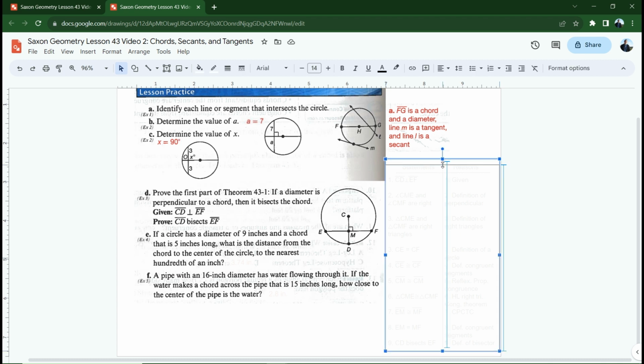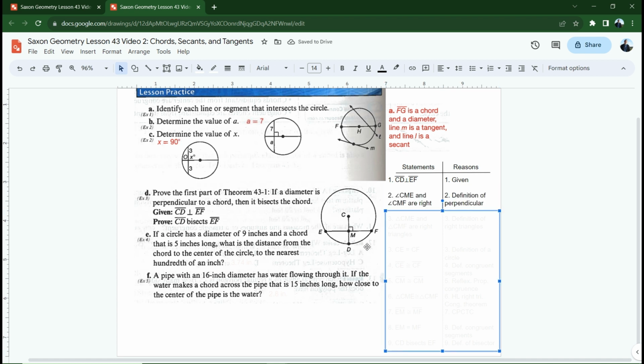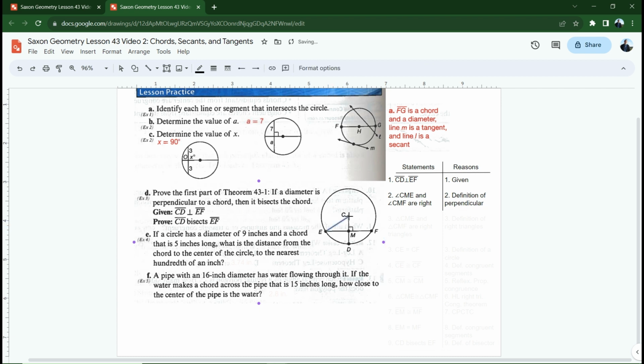All right, so we need statements and reasons, and we're going to start with the statement that CD is perpendicular to EF. Okay, that's something that we're given right here. And then, if they're perpendicular, I'm going to state that angle CME and angle CMF are right angles. That's the definition of perpendicular. Next thing I'm going to do my best on this. Don't judge. I'm going to try to make these triangles. I'm just going to add in 2 additional segments here. Hey, that's not bad. Okay, so I added in 2 additional segments.